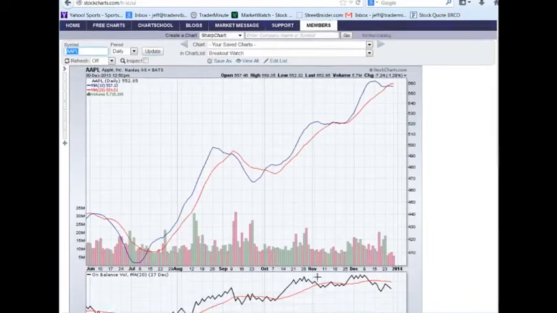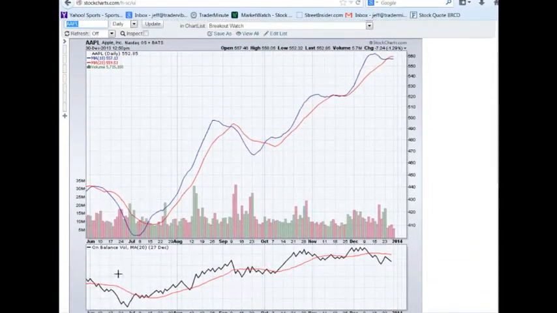Take Apple, for example. The volumes have been very bullish, and the on-balance volume has continued to go up. But recently, what's been happening? The on-balance volume has been going to the downside, telling us that even though Apple popped or had that big gap up, we're still seeing a little more selling volume than buying volume come in.